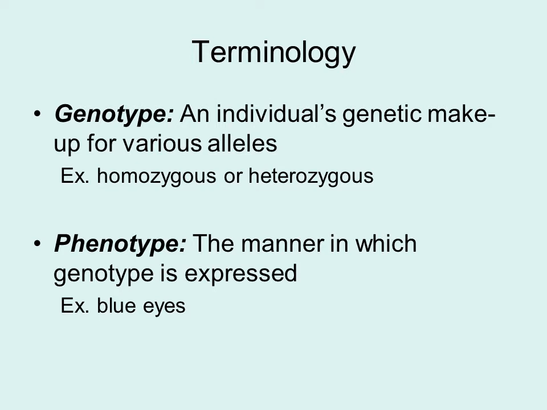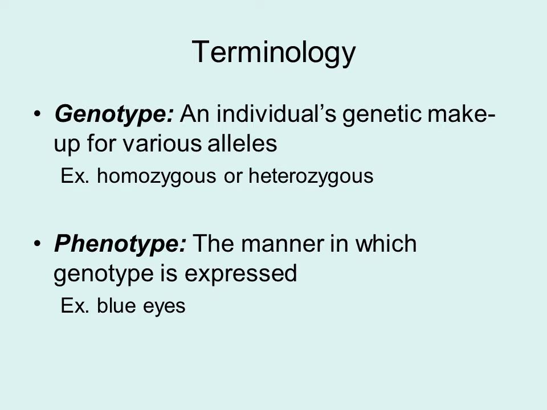As we continue with the genetics, a couple terms to keep in mind are genotype and phenotype. Genotype is basically, what do you see on the gene? Are they homozygous, meaning both genes are the same, or are they heterozygous, meaning they have one dominant and one recessive? It's what is on that DNA.